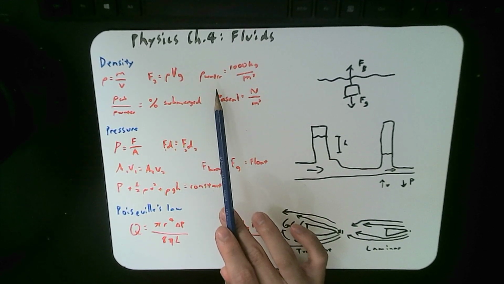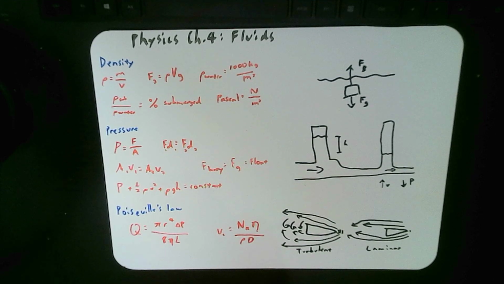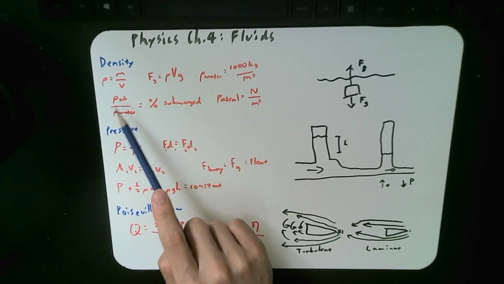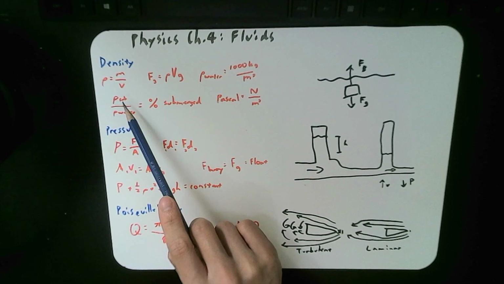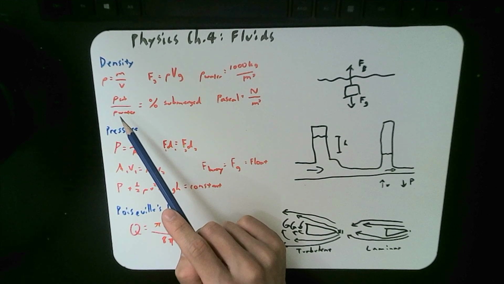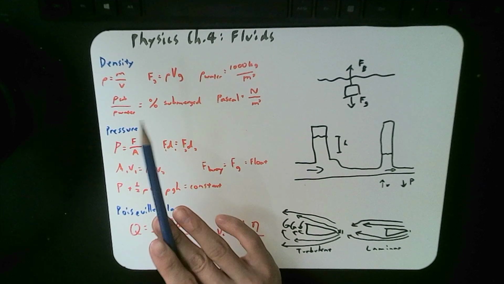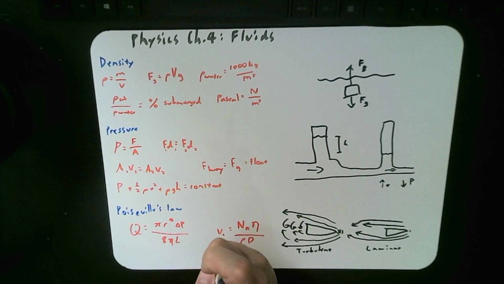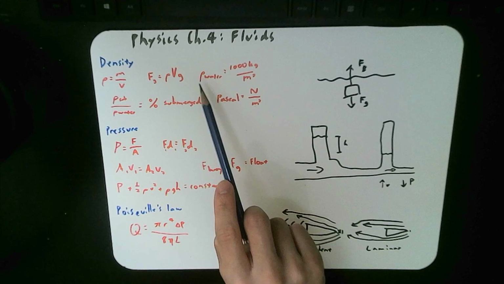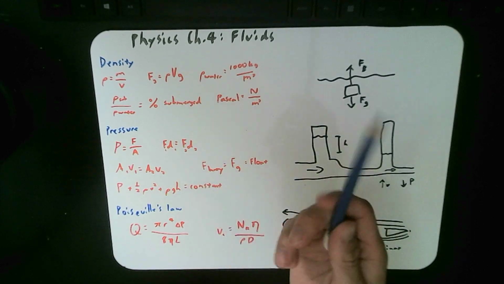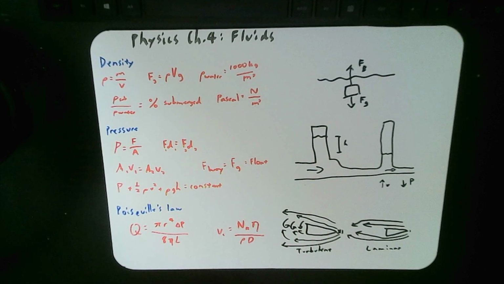Now, the density of water is 1,000 kilograms per meter cubed. It can also be 1 gram per cm cubed. To find the density of a substance, you can use it relative to water to find the specific gravity. Let's say the specific gravity of an object is 2,000, and since the rho of water is 1,000, then that object has 2,000 rho as its density.